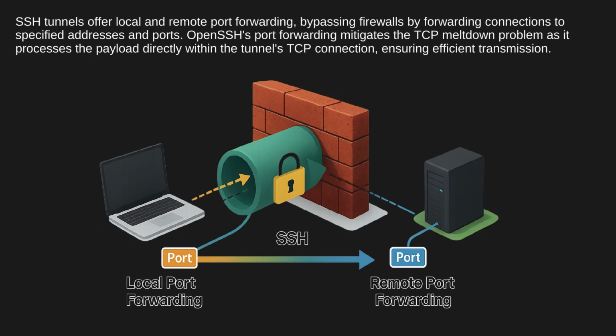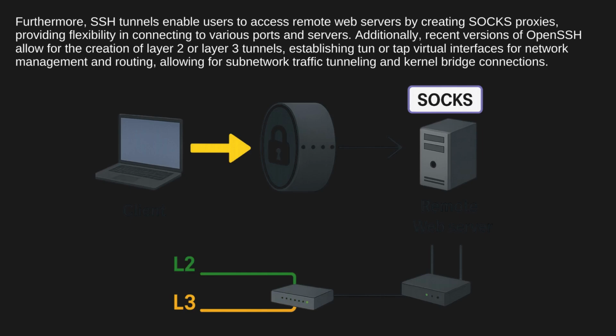OpenSSH's port forwarding mitigates the TCP meltdown problem as it processes the payload directly within the tunnel's TCP connection, ensuring efficient transmission. Furthermore, SSH tunnels enable users to access remote web servers by creating SOCKS proxies, providing flexibility in connecting to various ports and servers. Additionally, recent versions of OpenSSH allow for the creation of Layer 2 or Layer 3 tunnels, establishing tun or tap virtual interfaces for network management and routing, allowing for subnetwork traffic tunneling and kernel bridge connections.